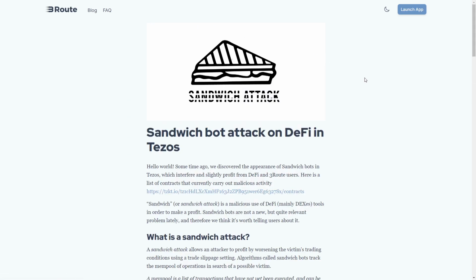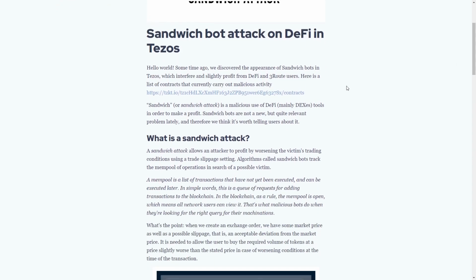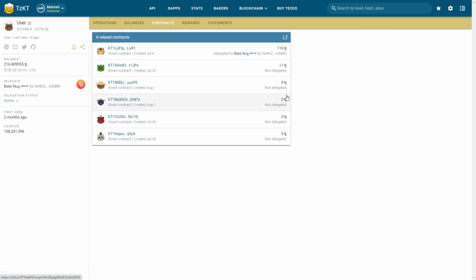Some time ago, we discovered the appearance of Sandwich Bot, which interferes and spoils DeFi trades in Tezos. Sandwich or Sandwich Attack is a malicious use of DeFi tools, mainly DEXs, in order to make a profit. Sandwich bots are not a new but quite prevalent problem lately, and therefore we think it's worth telling users about it. In our article, you can check the list of contracts that currently provide such actions.